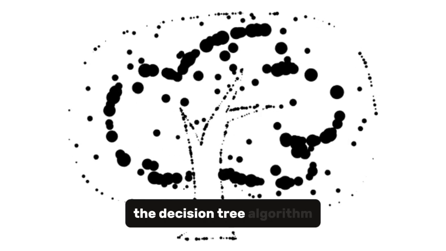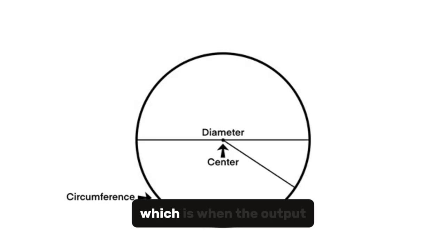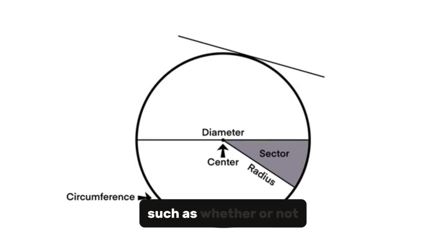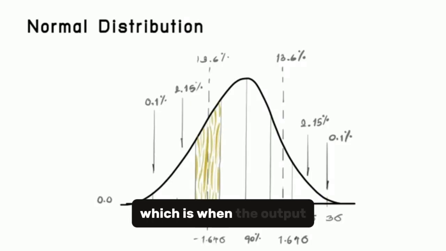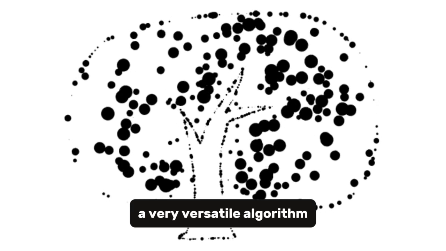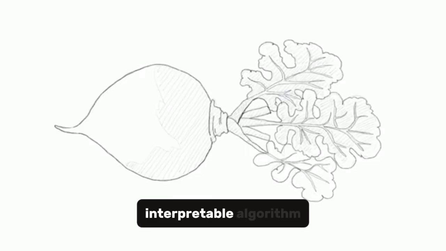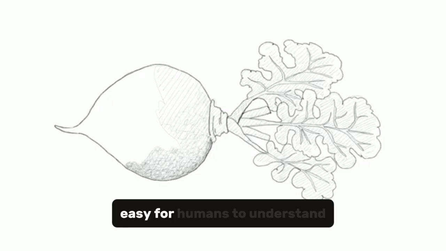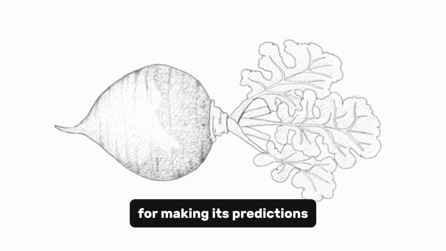One of the most popular machine learning algorithms is called the decision tree algorithm. This algorithm is used for both classification problems, which is when the output is a class label, such as whether or not someone is going to like a movie, and regression problems, which is when the output is a continuous value, such as the price of a house. The decision tree algorithm is a very versatile algorithm and can be used to solve a wide variety of problems. It is also a very interpretable algorithm, which means that it is easy for humans to understand how it works and what factors are the most important for making its predictions.